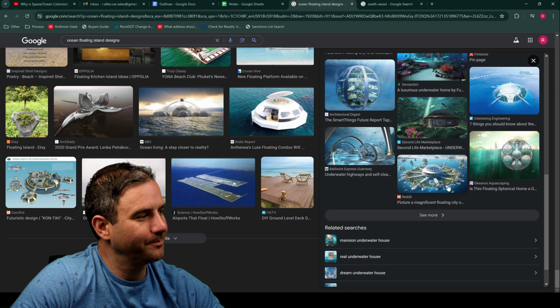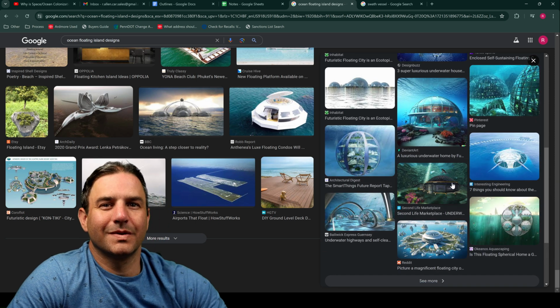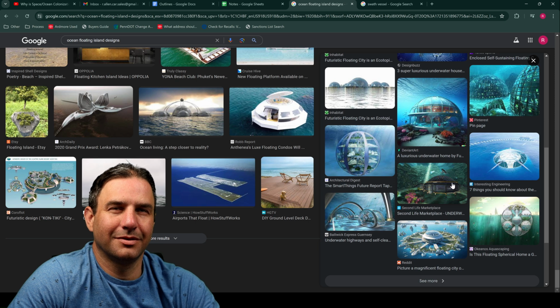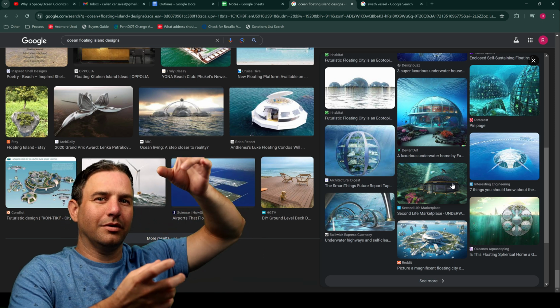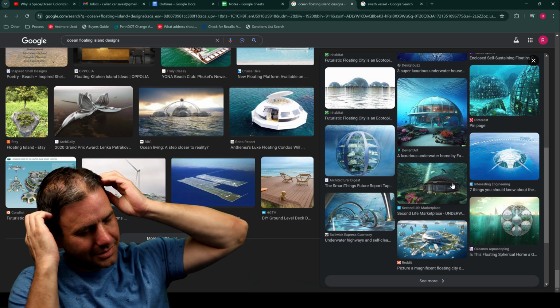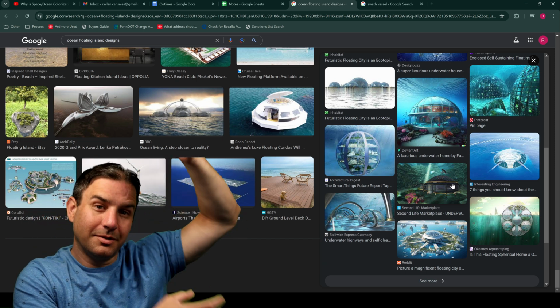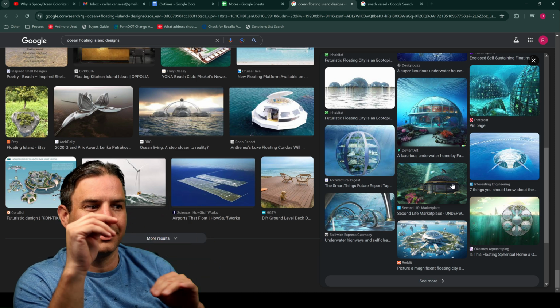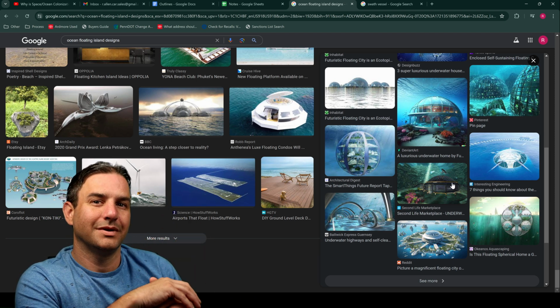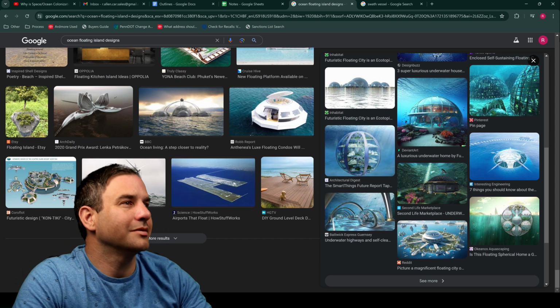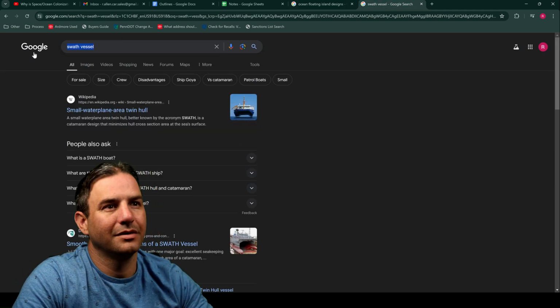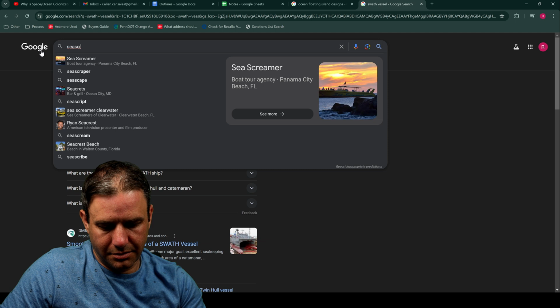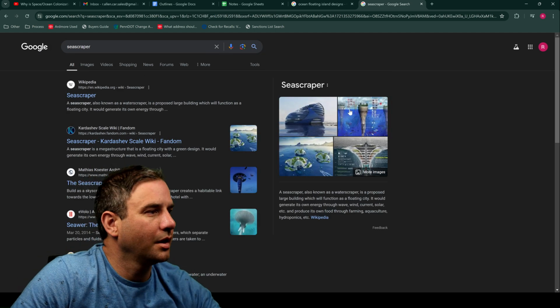I don't know if you remember, there was these, what do they call them? Sea scrapers. They were basically these super tall, really deep structures. They were very vertical, and they just go down and down and down, lots of different levels. Maybe I can Google that. Yeah, like that.